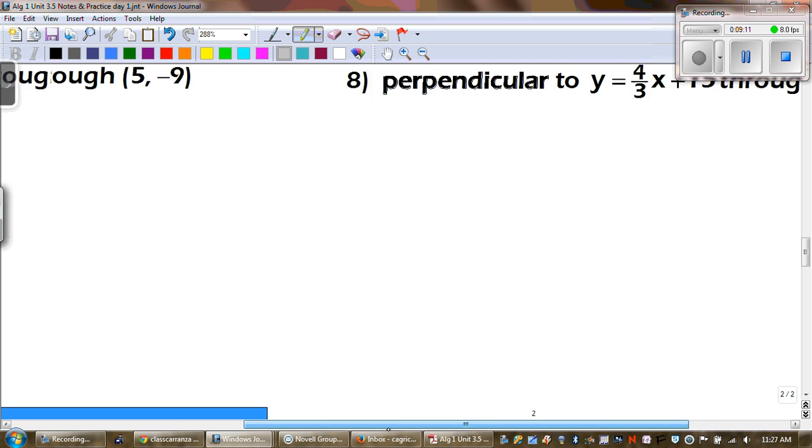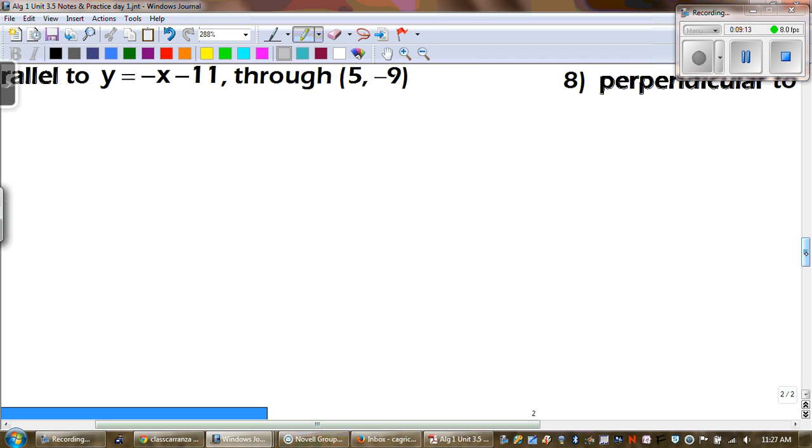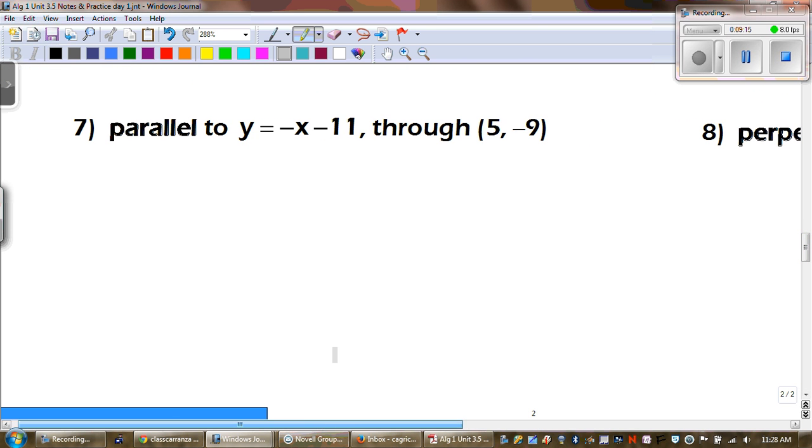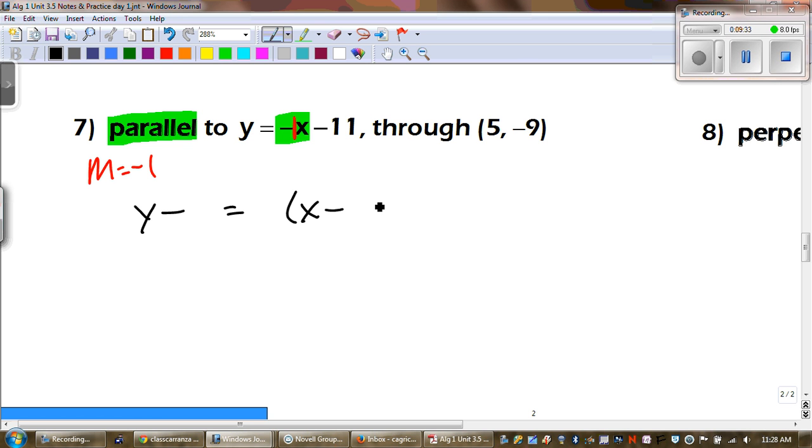All right, let's do a couple more together. Okay, number 7, they want parallel. So that means I have to steal my slope. Remember that there's an imaginary 1 right there, so our slope is negative 1. Throw it into point slope.